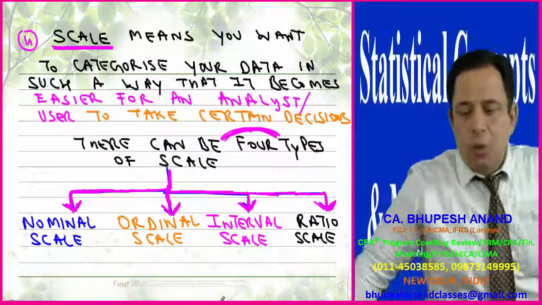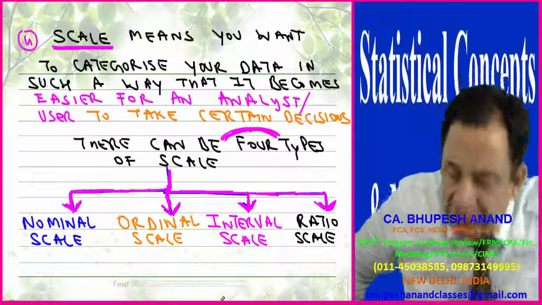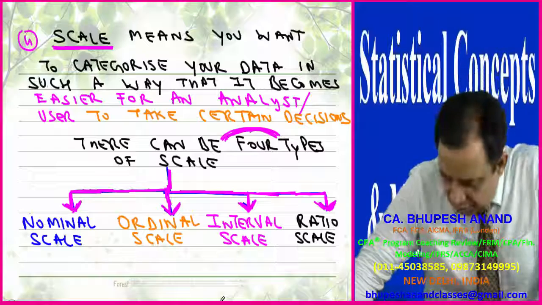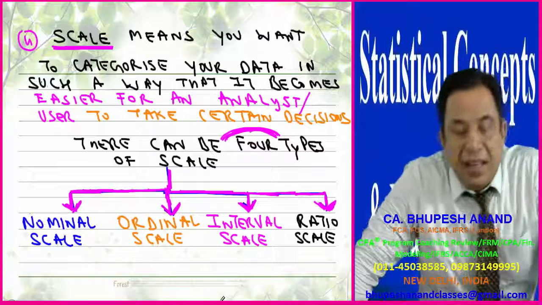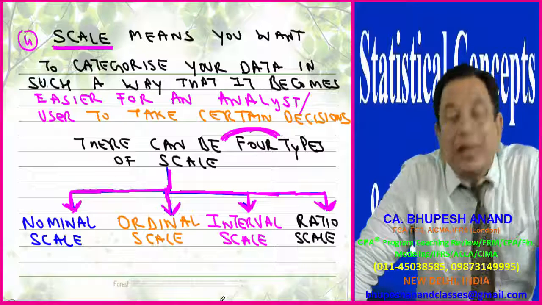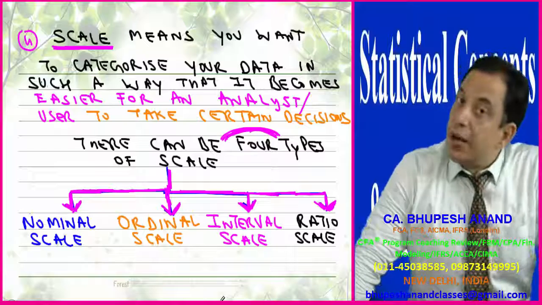So just write on 4th point. Scale means you want to categorize your data in such a way that it becomes easier for an analyst or for a user to take certain decisions. So there are 4 types of scales.